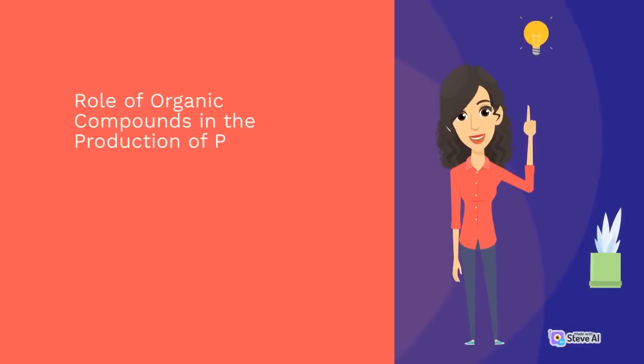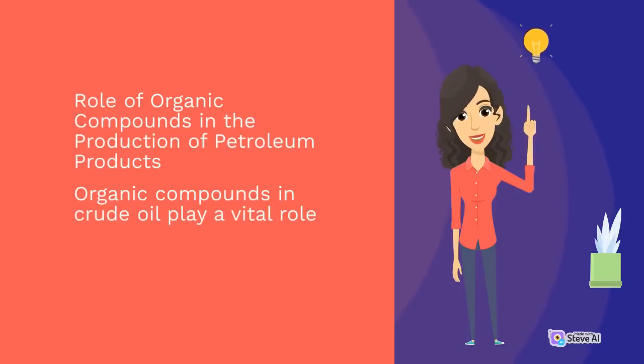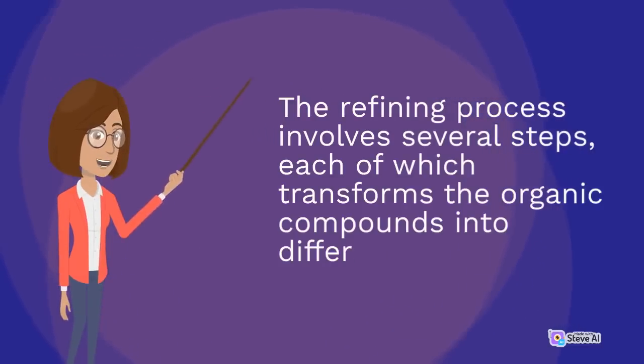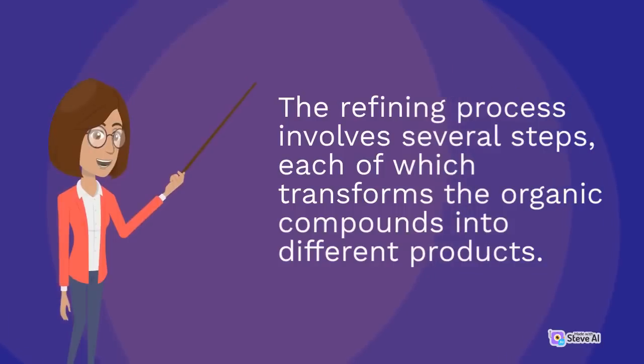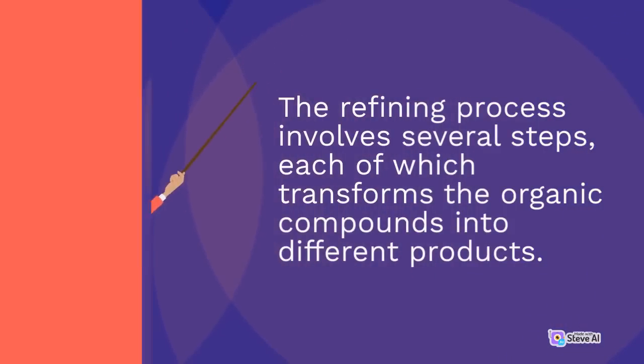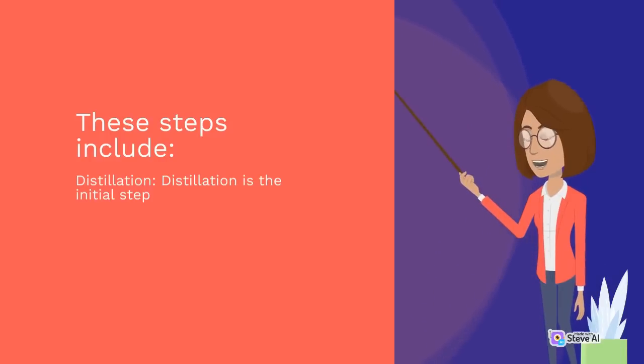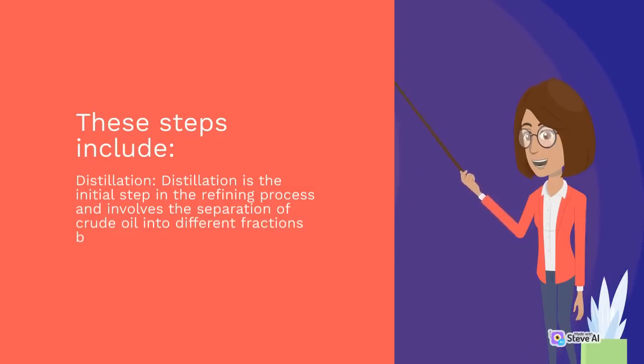Role of organic compounds in the production of petroleum products. Organic compounds in crude oil play a vital role in the production of petroleum products. The refining process involves several steps, each of which transforms the organic compounds into different products. These steps include distillation. Distillation is the initial step in the refining process and involves the separation of crude oil into different fractions based on their boiling points.